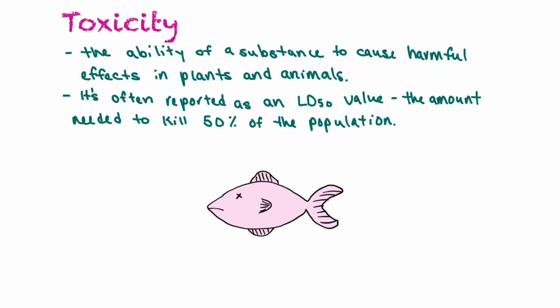Our last chemical property is toxicity. And toxicity is the ability of a substance to cause harmful effects in plants and animals. And it's often reported as an LD50 value, and that's the amount needed to kill 50% of the population.